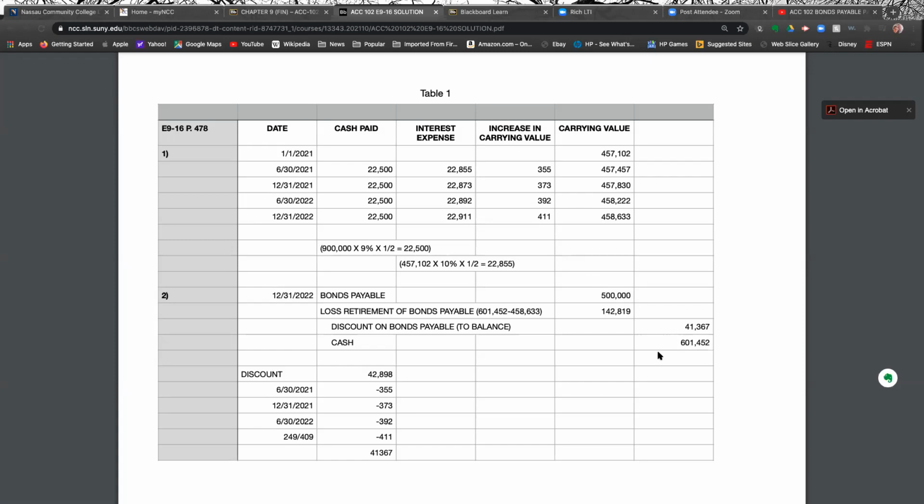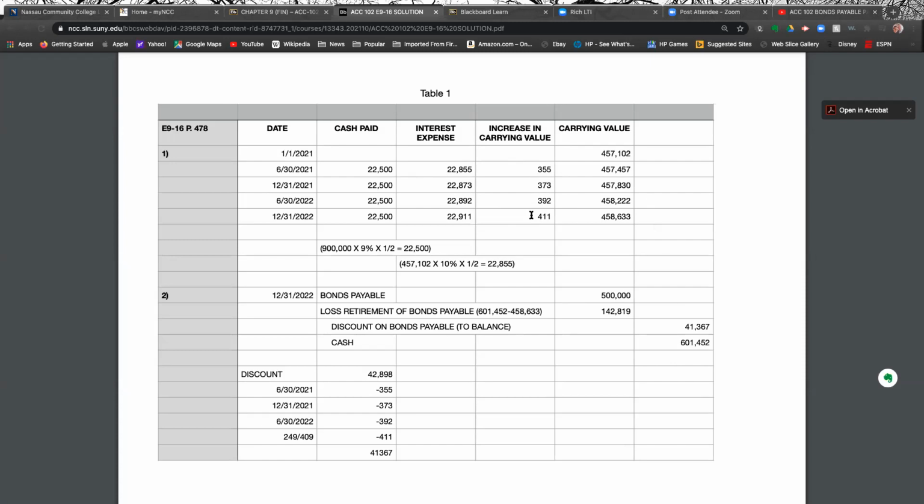So that account, discount on bonds payable, that's an account. That's a T account. It's in your general ledger. It kind of gets lost the way we do this. But the numbers that are in this account, in this column, increase in carrying value, these numbers here really represent credits to the discount on bonds payable account.